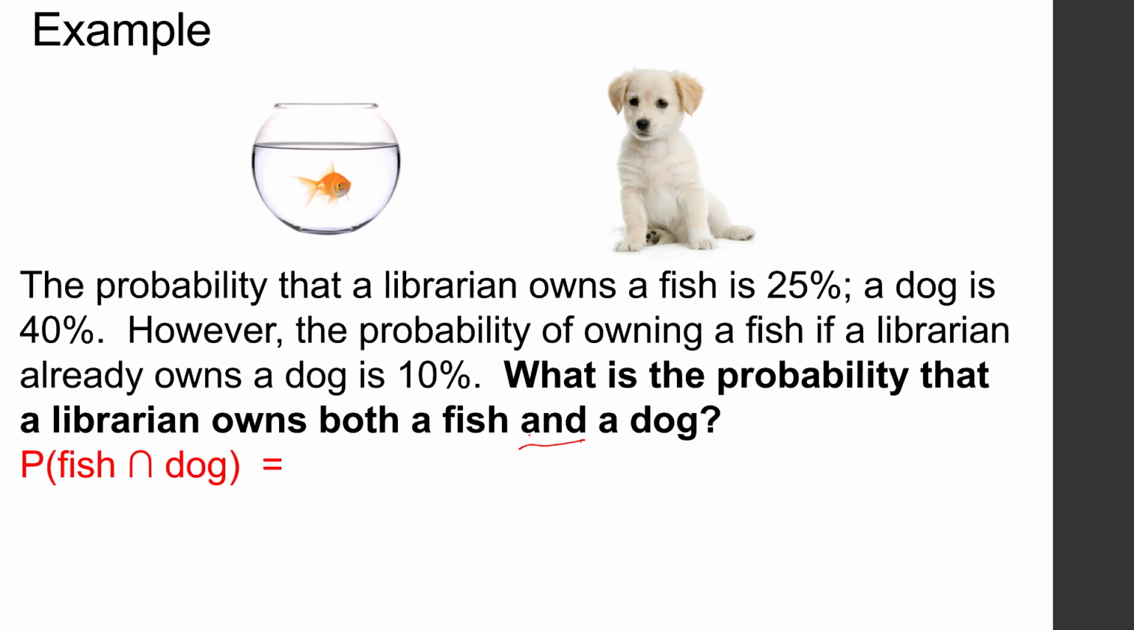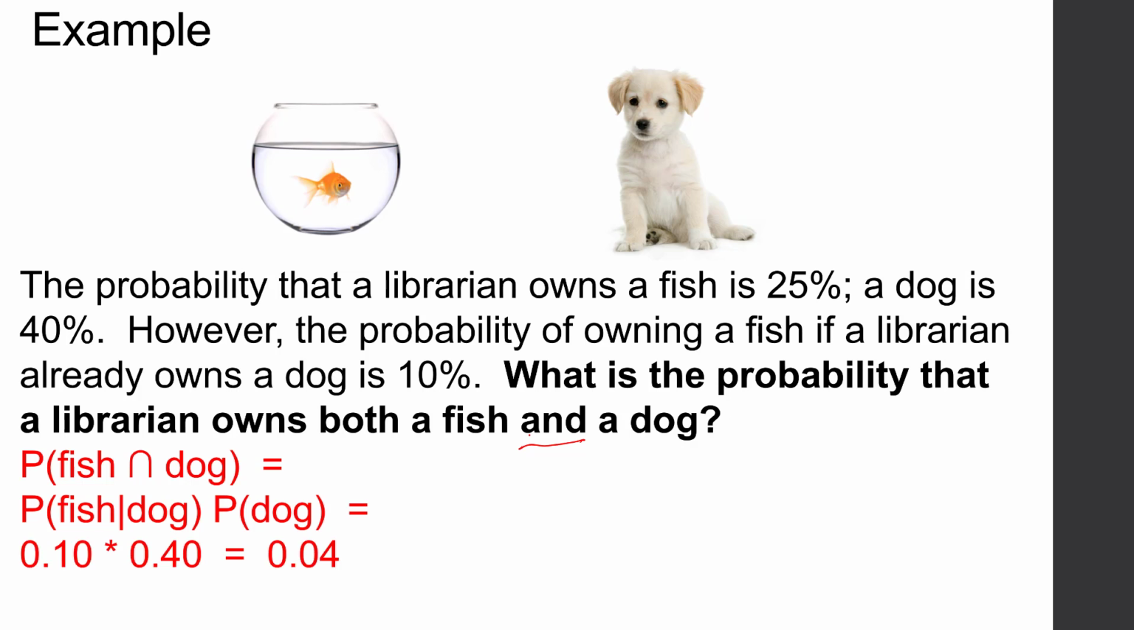And we've got probability rules for that, right? So that's the probability of a fish given a dog times the probability of a dog. If you didn't remember that right away, not a problem. You can put these probability rules on some little flashcards and you'll have them memorized in no time flat. All right, so the probability of a fish given a dog times the probability of a dog. And we have those from the blurb. The probability of owning a fish if the librarian already owns a dog is 10%, so that's 0.10. And the probability of a dog, the chance is 40%, so the probability is 0.4. Those multiply to be 0.04.